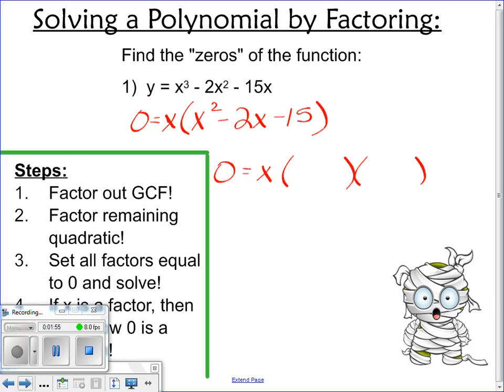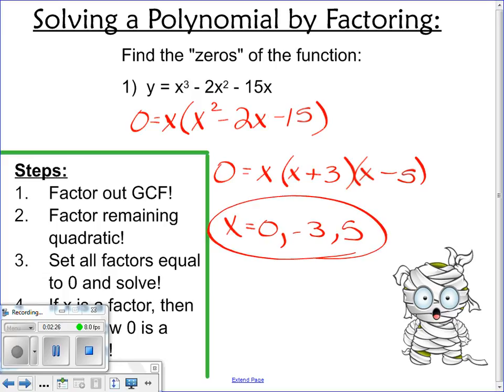Okay, so we're going to factor that further. My last one's negative. My signs are different, opposite, good. X squared, just x and x. 3 plus 3 minus 5, I want negative 2. So then what does x equal? 5, negative 3. And 0. There you go. So 0, negative 3, and 5.